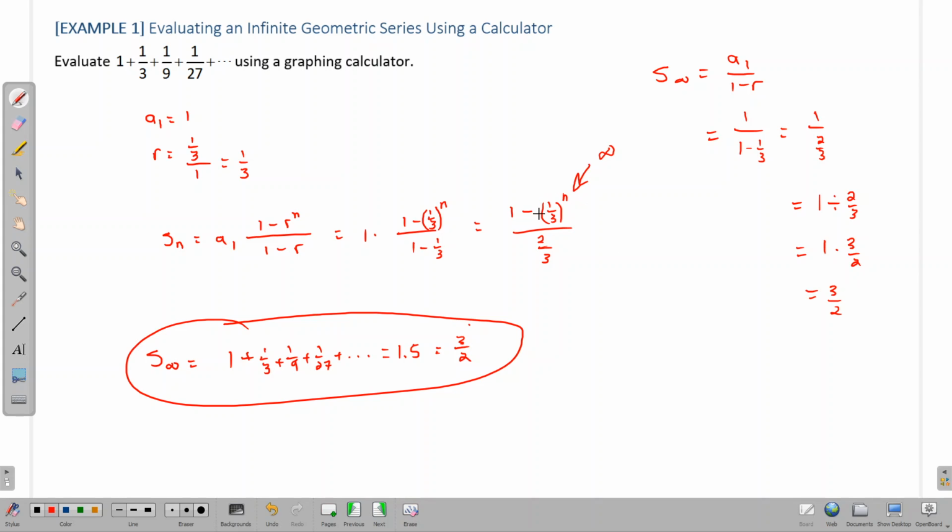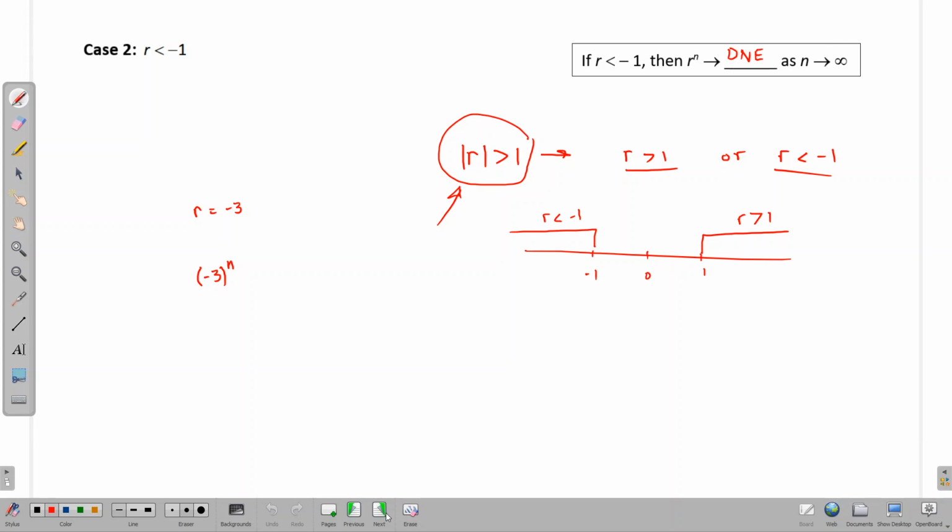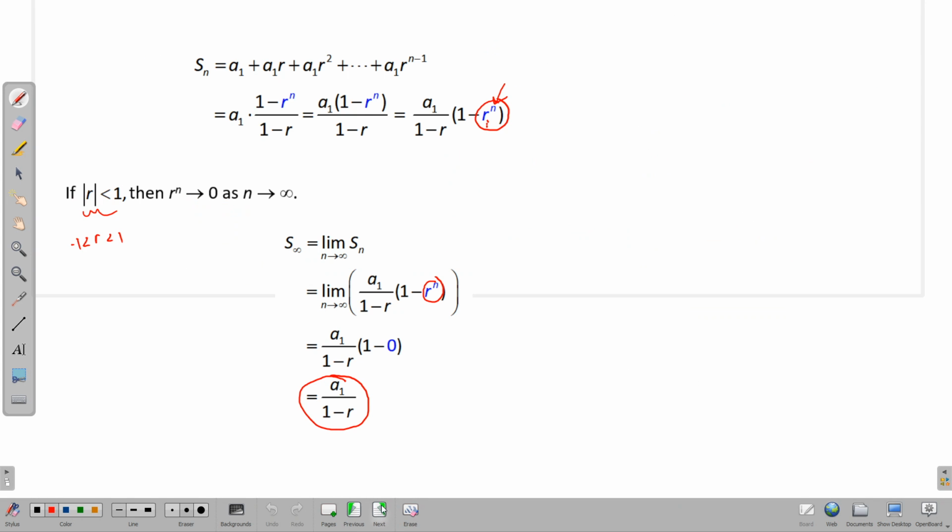You can even see what we did with the r to the n right here. We said that we know this goes to 0 as n goes to infinity, so you can essentially just ignore it, and you have 1 over 2/3, which is 3/2. So the formula for infinite geometric series is actually the easiest out of all the formulas that we've had.